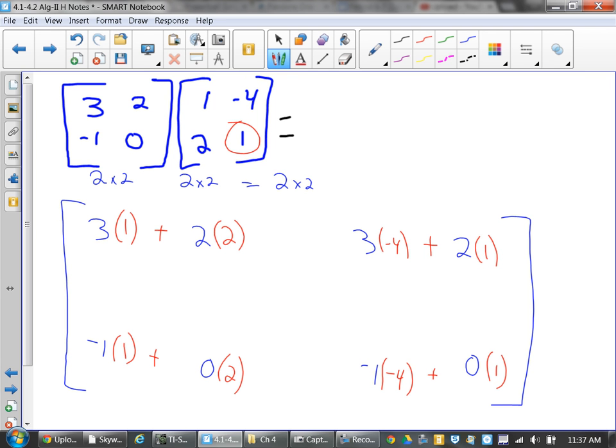So now, what's 3 times 1? 3. Plus 2 times 2. So the top left is going to be 7. Negative 1 times 1. Negative 12 plus 2. Here's my answer. It's a negative 12 plus 2. Negative 12 plus 2, yeah, we can put 10. Right, that's all it is.